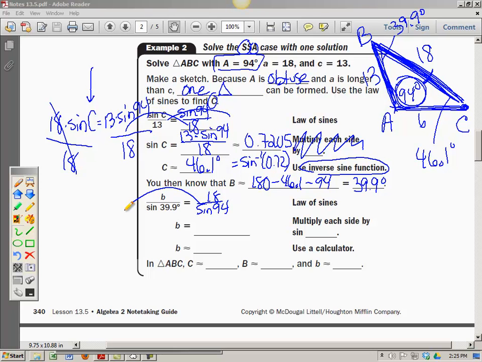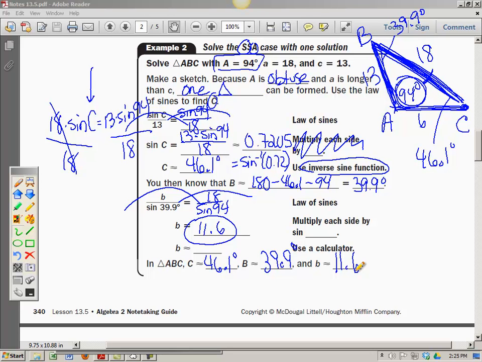Okay? Cross products again yields that B times the sine of 94 is equal to 18 times the sine of 39.9, and then I would divide both sides. In any case, I end up getting that B is equal to 11.6, and so once I get that B is equal to 11.6, this is 39.9 degrees. This is 46.1 degrees, and my last missing side is 11.6.